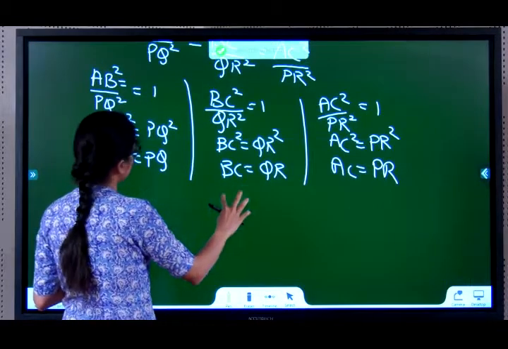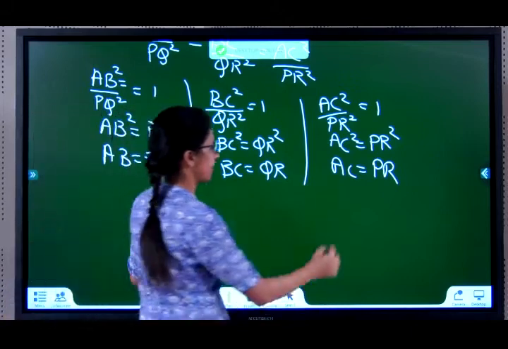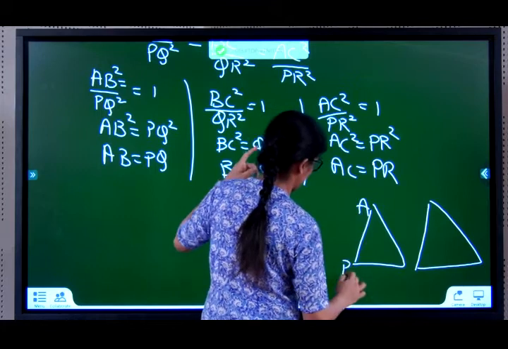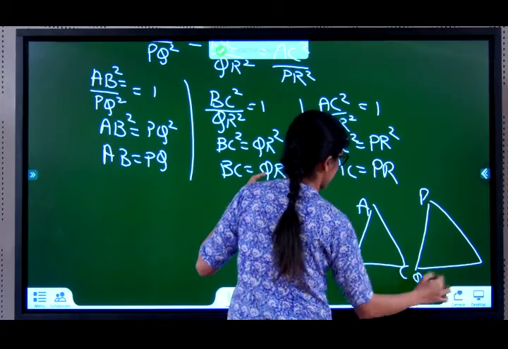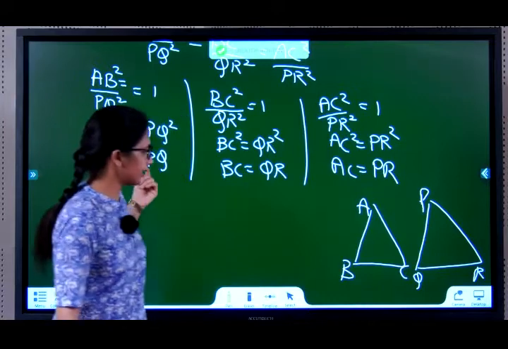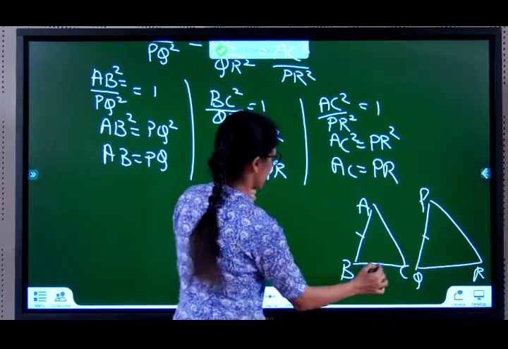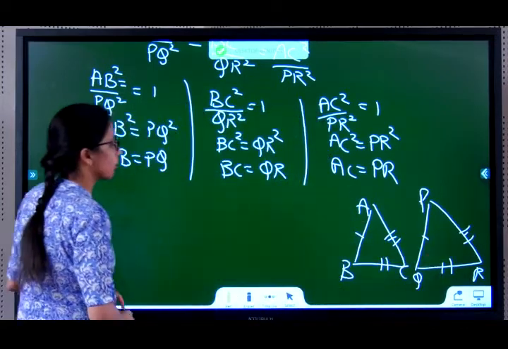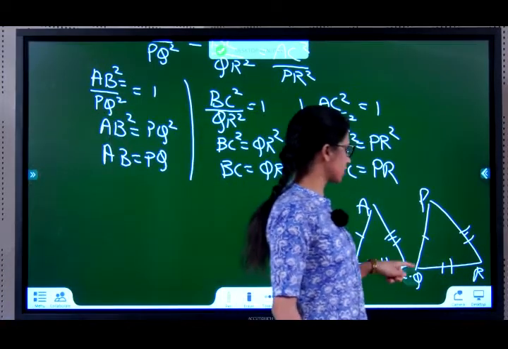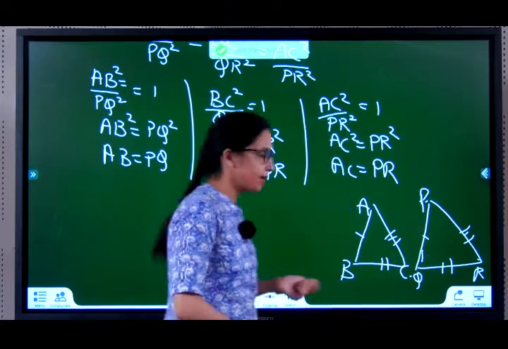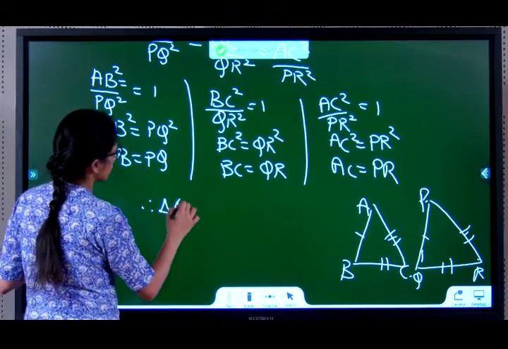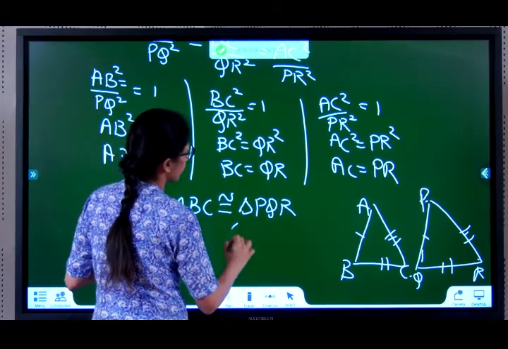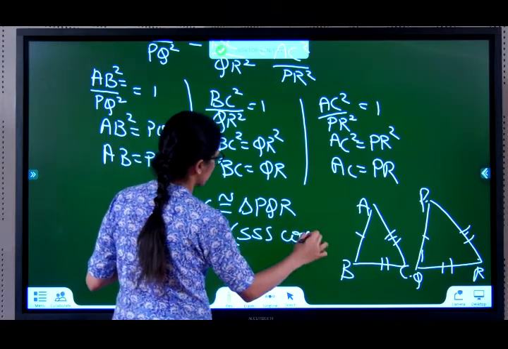Now, in the two triangles ABC and PQR, I'll just redraw the figure. You have it on your page, you don't have to redraw it because mine's on top. So now we have proved that AB is equal to PQ, BC is equal to QR and AC is equal to PR. By SSS congruence, can I say ABC is congruent to PQR? Yes, I can. So therefore, we can say triangle ABC is congruent to triangle PQR, reason being SSS congruence.